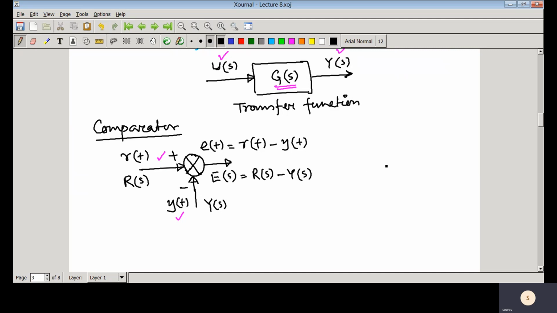Similarly, if both signals are added, suppose R(s) and here Y(s), I am not taking the time domain expression here, so it is just the same as the first one. So what is E(s)? E(s) equals R(s) plus Y(s).